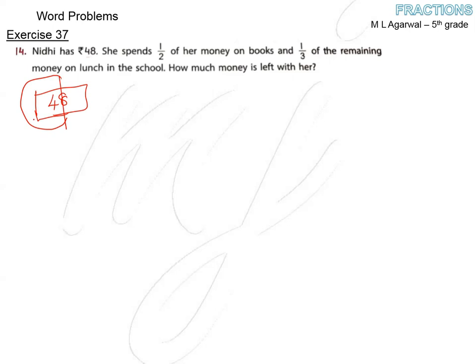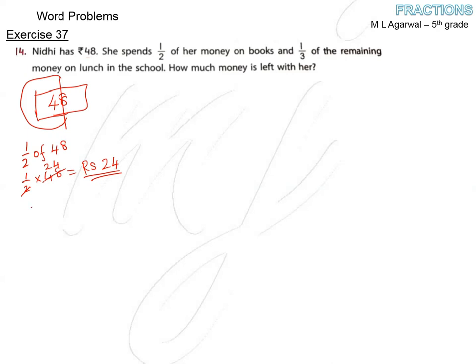Half of 48 becomes 1 upon 2 multiplied by 48. So 2 ones are 2, 2 twos are 4, 2 fours are 8. So rupees 24 is out from her bag. She spent it on books. So how much is left with her right now? Half of that, rupees 24.